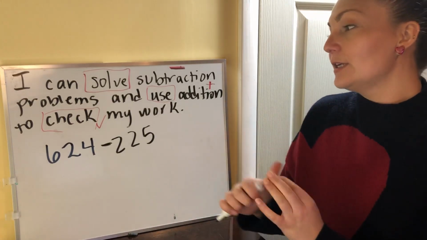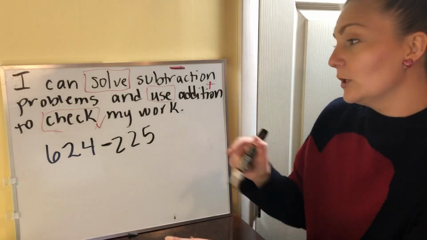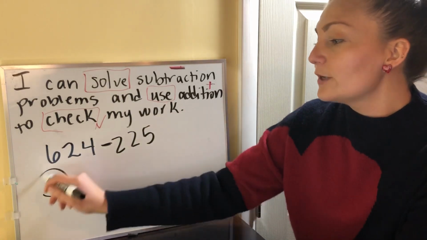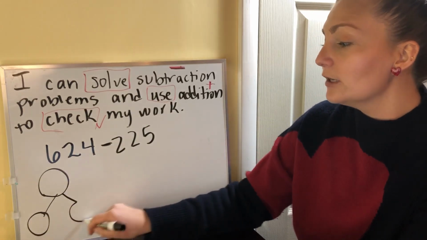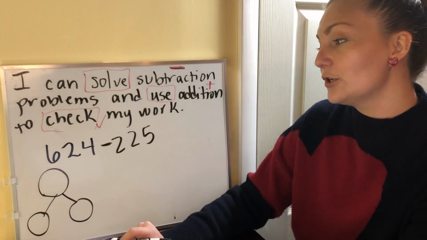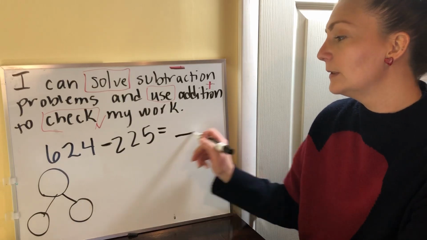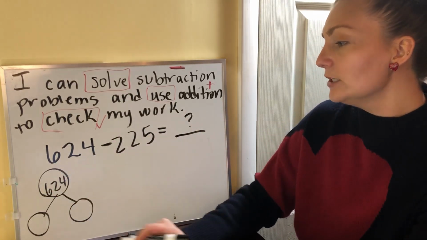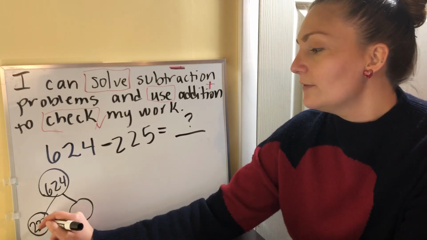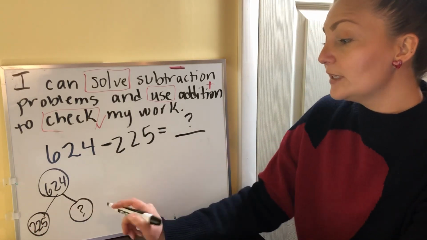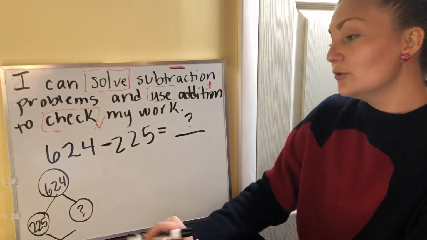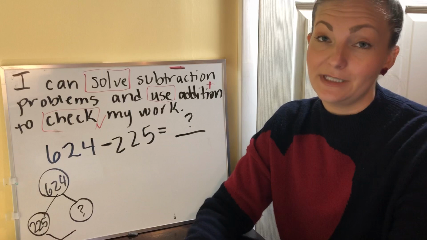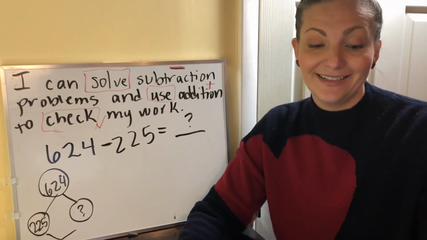But I want to remind you too, you can check your own work by using an addition strategy to check your work. So what you'll do is you'll add your two parts together and see if they get you your total. So which number here is our total? 624, and our parts are 225, and we don't know the other one. So when you get that answer, you can add these two and see if it gets you your total. And if it does, then you can check your own work and you don't need me to tell you if your answer was correct or not.